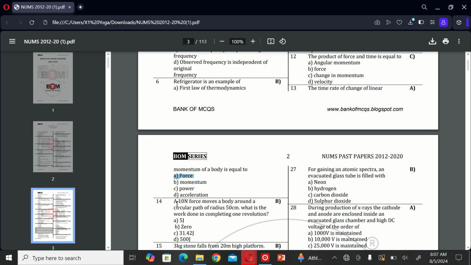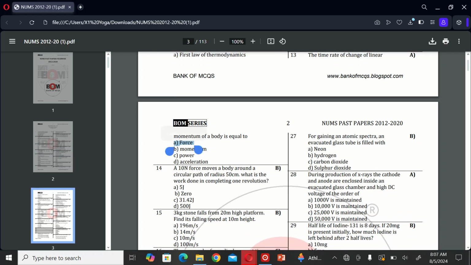The next MCQ is: a 10-Newton force moves a body around a circular path of radius 50 centimeter. What is the work done in completing one revolution? A 5 joule, B 0, C 31.42 joule, and D 500 joule. So the correct option is B, 0 joule.